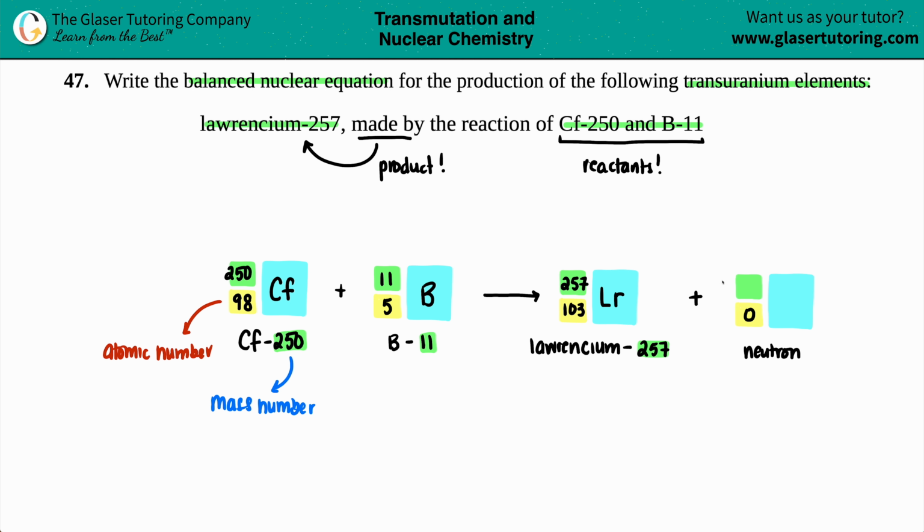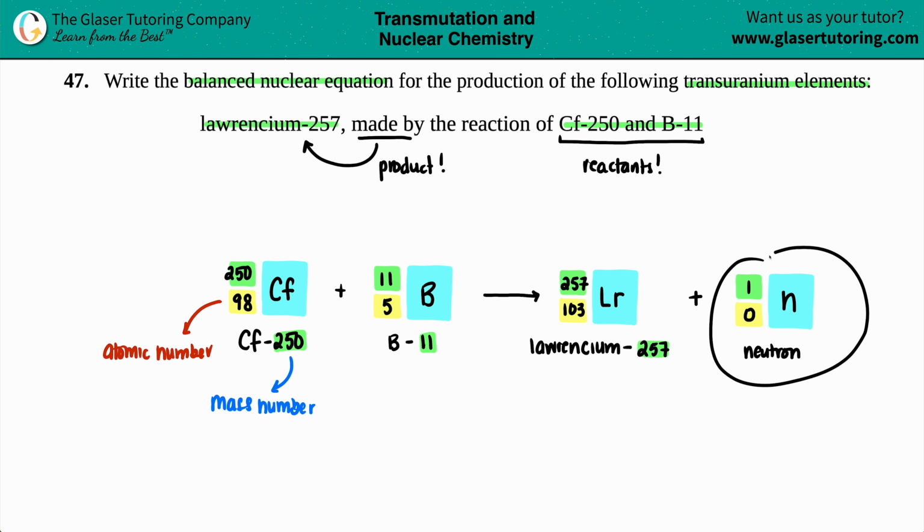A neutron is not a proton, so it has no atomic number, right? So 0. But a neutron has a 1 on the top because it's only got one neutron, and that's the mass number, right? Mass is protons plus neutrons. You got one neutron, so just a 1 up there. And this is lowercase n.